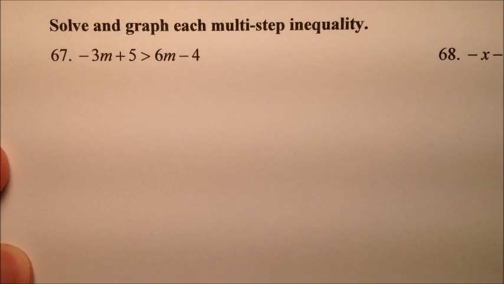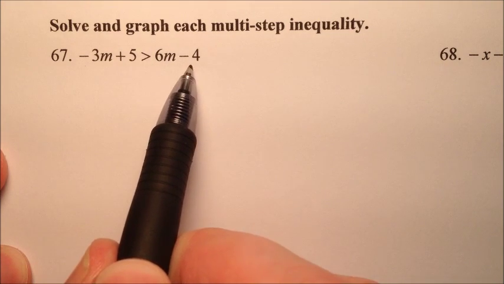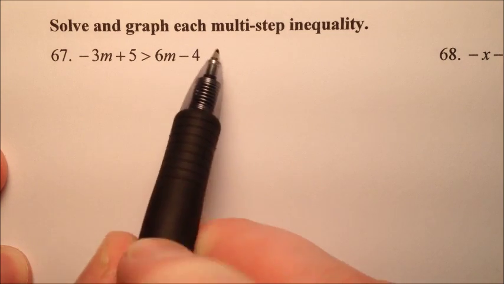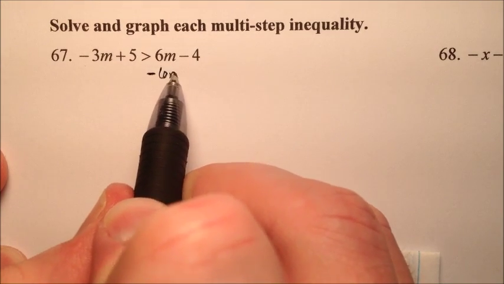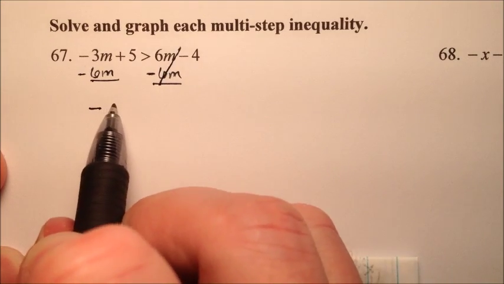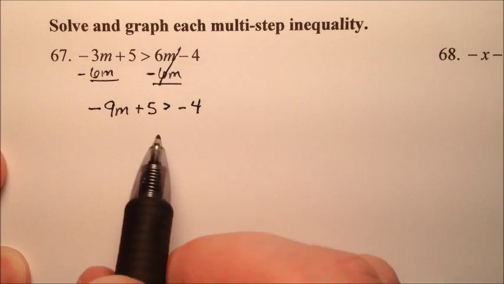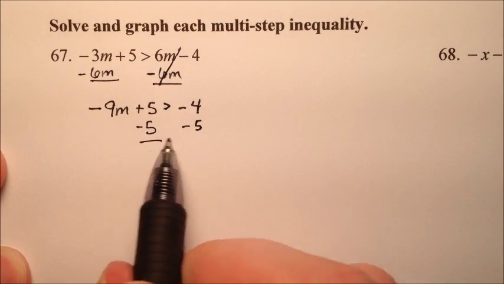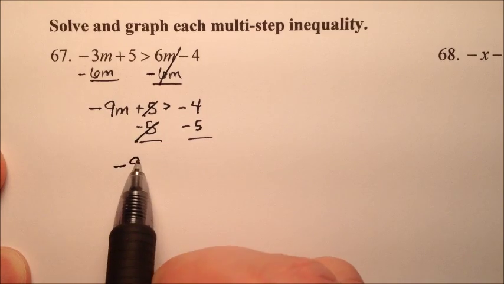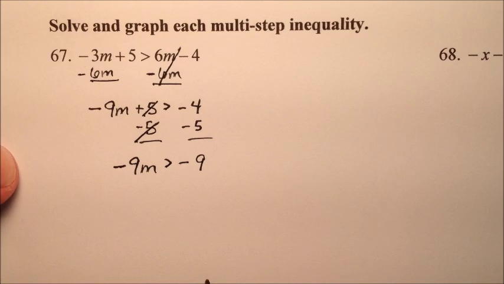In problems 67 through 70, it says to solve and graph each multi-step inequality. So this shouldn't be so bad. So we've got a negative 3m plus 5 is greater than 6m minus 4. So let's get our m's on one side and our constants on the other. So we'll subtract 6m from both sides. When we do that, those will cancel, and this will be negative 9m plus 5 is greater than negative 4. And then we can subtract 5 to go ahead and get rid of that and get our m by itself. And then we have negative 4 and negative 5 makes negative 9.